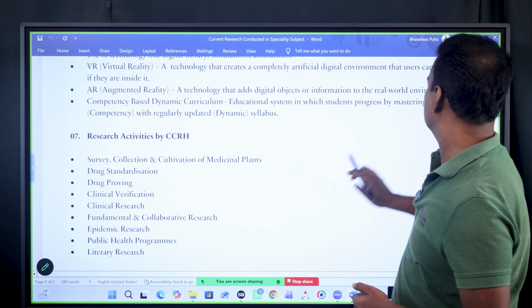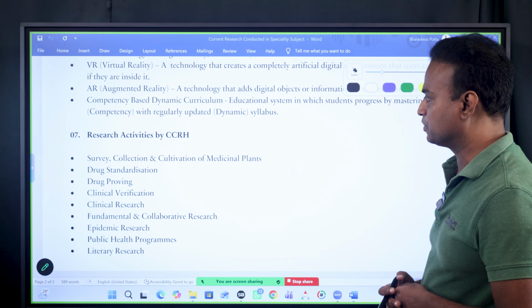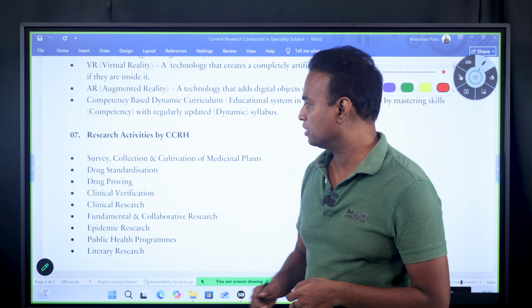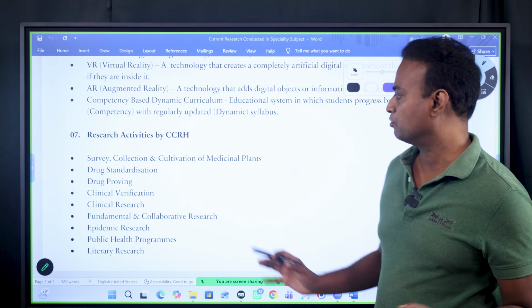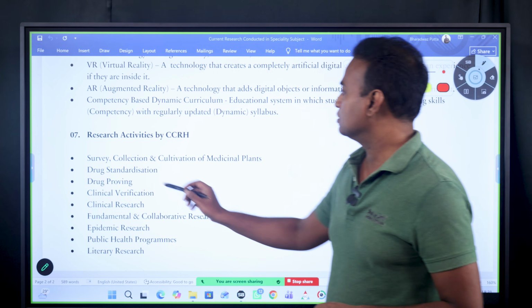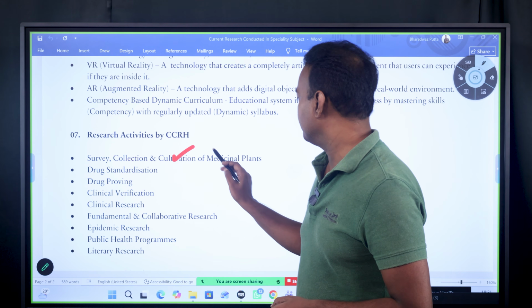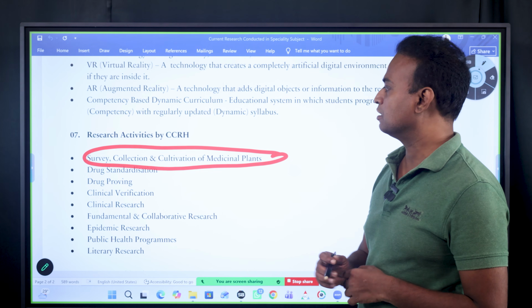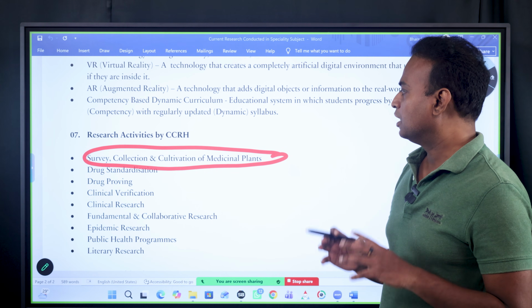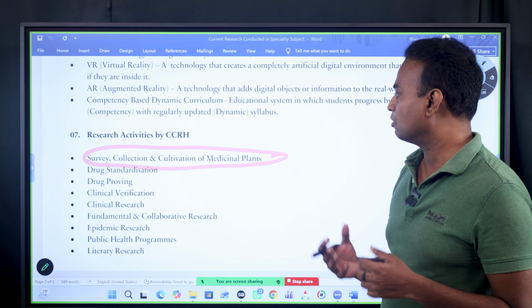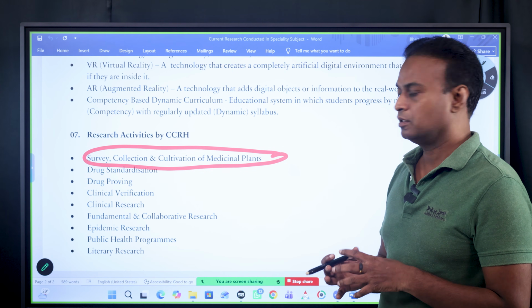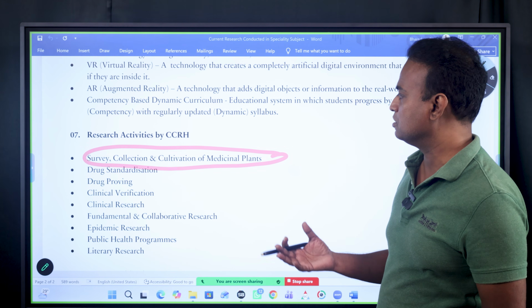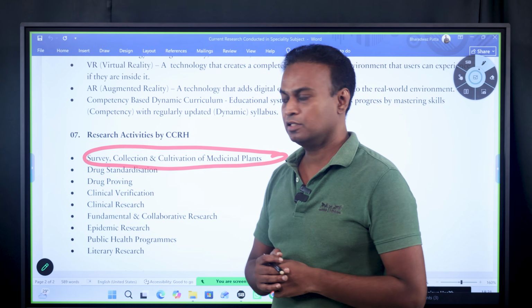Next, this one is important. This is taken from the CCRH website. CCRH, what activities are performed by CCRH? There are 9 activities being performed by CCRH. First one is survey, collection, cultivation of medicinal plants. So there is a lot of land CCRH has taken in various places, and they are researching on medicinal plants cultivation. There are herbal gardens, there are wildlife gardens established by CCRH. That is the first research they are doing.